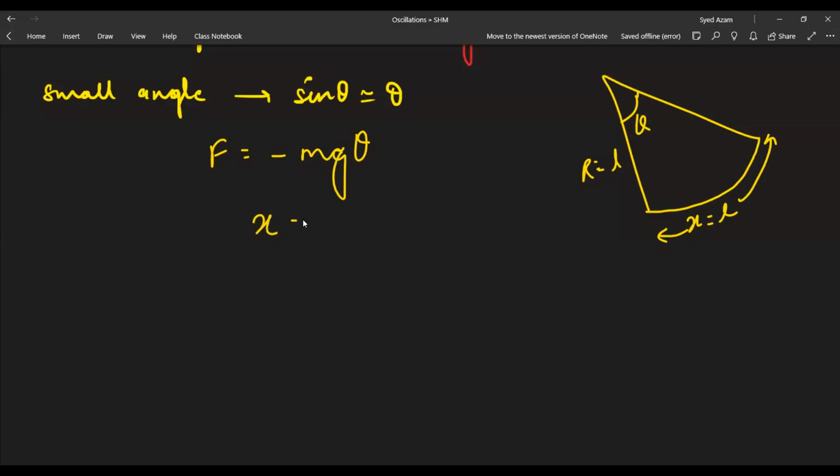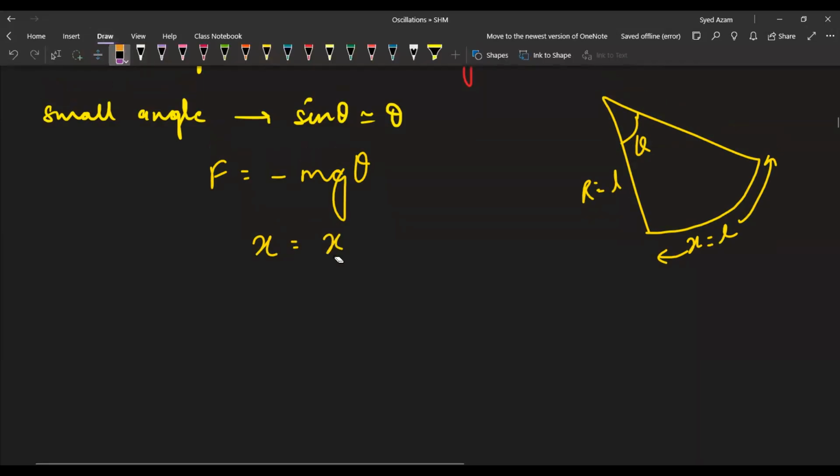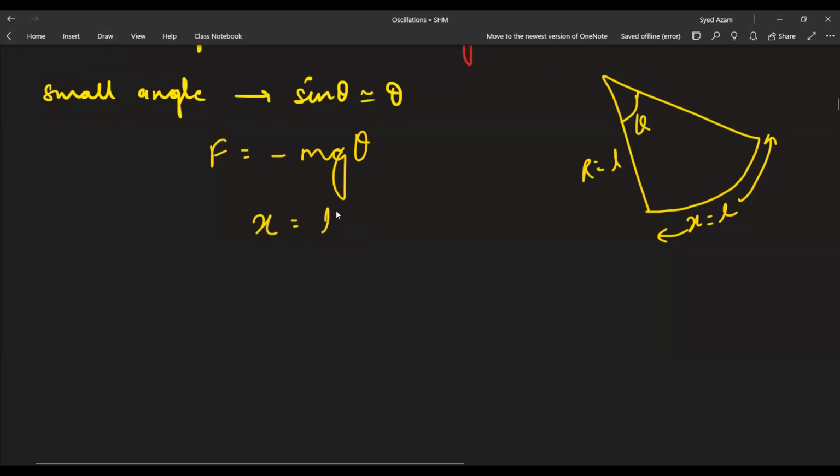You know the formula: the angle is the length of the arc divided by the radius. So we take x as L theta, so x becomes equal to L theta. From the arc, theta is equal to x by L. So what is the force equal to? Force is equal to minus mg theta, more than the translatory force. This is the rotatory force.